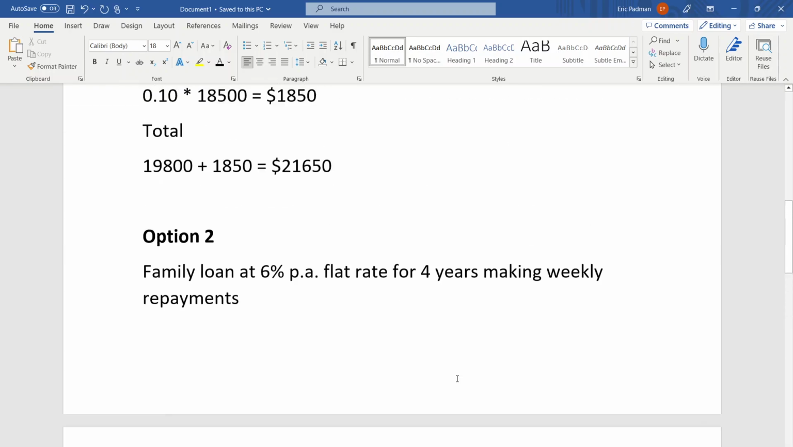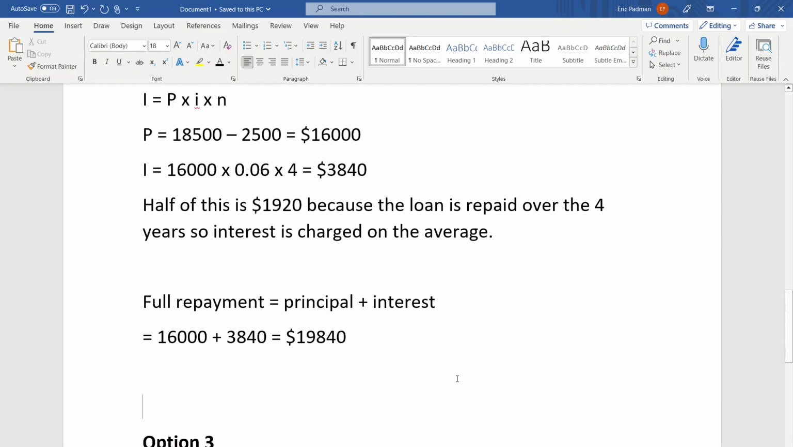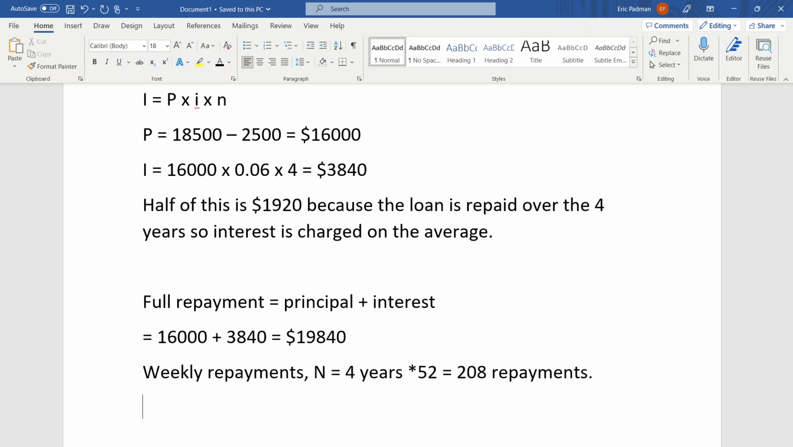It wants to repay this weekly. Okay, weekly repayments. So how many weeks? Well, there are 52 weeks in a year, so N will be 4 years times 52. What's that? 208. So that many repayments.